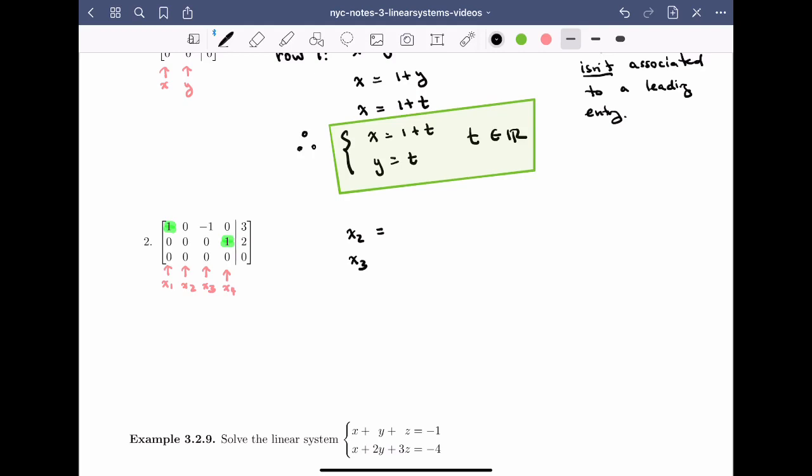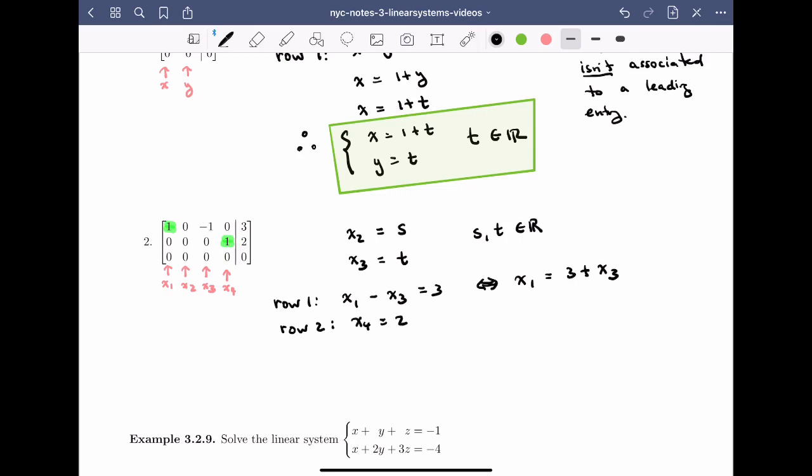I can see that both the variables x2 and x3 are not associated to leading entries. This means that I should assign a parameter for each of them. I'll say that x2 is equal to s and x3 is equal to t. Here, now both s and t are varying over all real numbers. I can go back and read off the rows. Row 1 tells me that x1 minus x3 is equal to 3, which is the same thing as x1 is equal to 3 plus x3. And from row 2, I have that x4 is equal to 2.